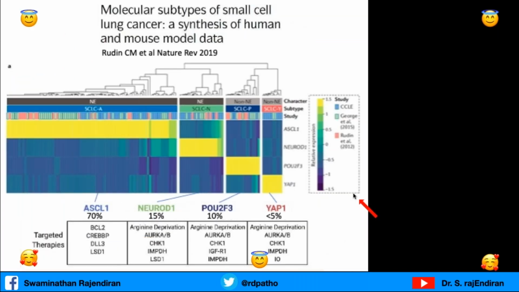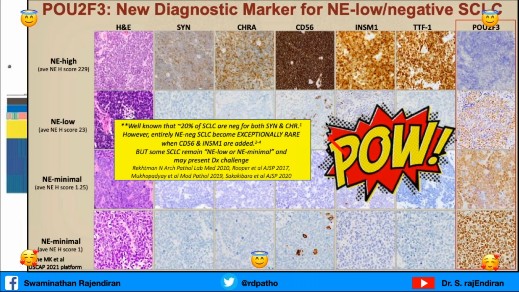And this is the molecular event in small cell carcinoma. They are molecularly divided mainly into 3 types: ASCL1, NeuroD1, POU. Remember, there's a new marker for POU, POU2F3, and YAP. These are the 4 markers for small cell carcinoma. And this is the composite picture of various immunohistochemical markers. This POU1, instead of WOW, you say POW. POU1, it's POU. POW just makes you remember.